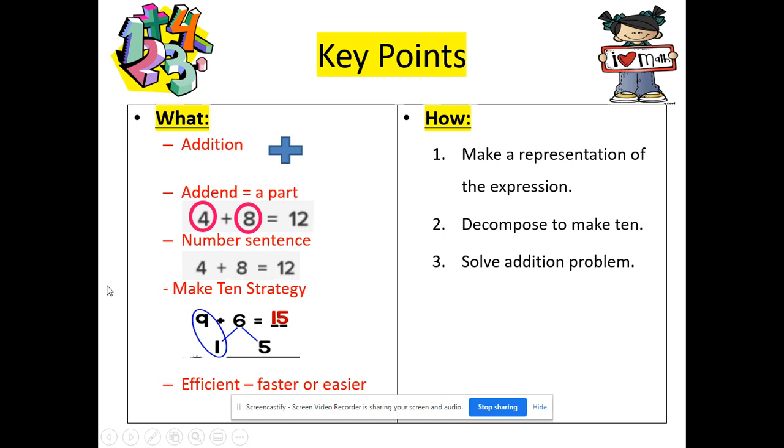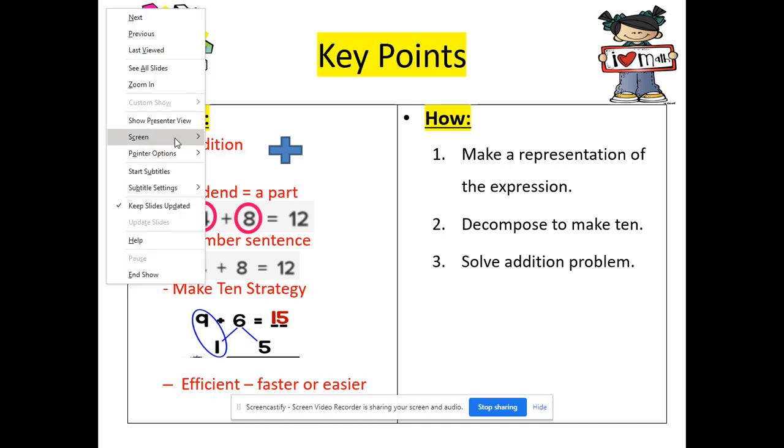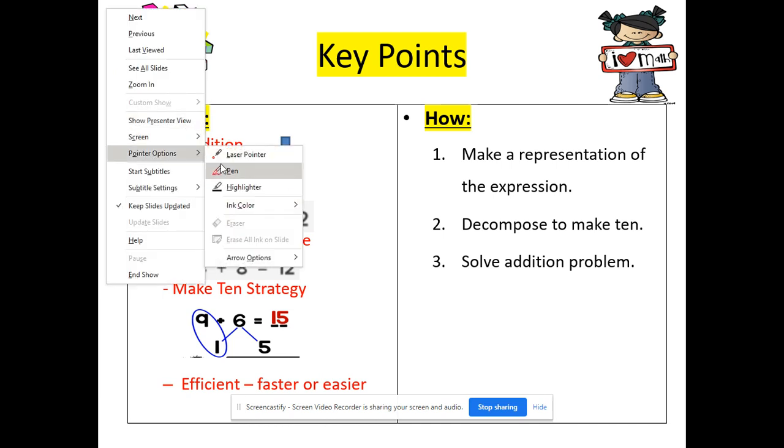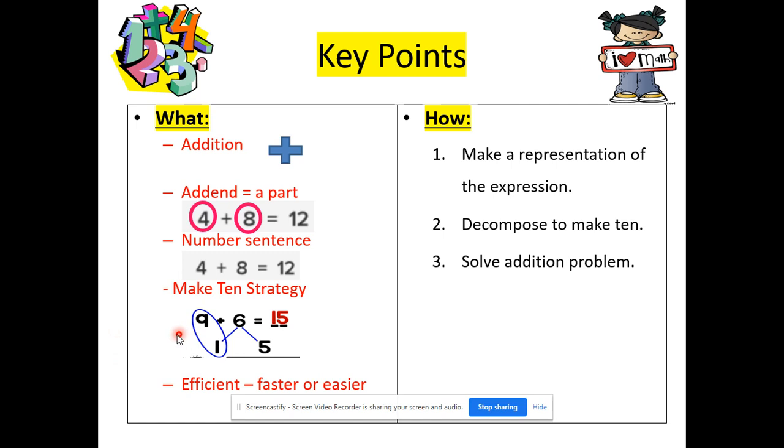We also need to know what the make 10 strategy is. And all last week, we were practicing this new strategy that we've been learning. And this is an example of what we've been doing in the last week. And our big vocabulary word, which is efficient. And this is just another word for saying which is faster or easier.